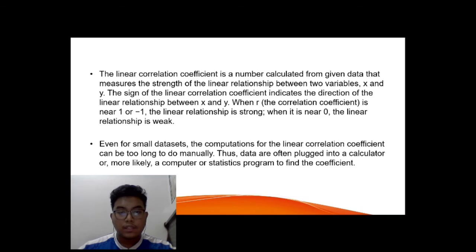Now I'm going to talk about question 3. Question 3 is about the linear correlation coefficient. The linear correlation coefficient is a number calculated from given data that measures the strength of the linear relationship between two variables x and y. The sign of the linear correlation coefficient indicates the direction of the linear relationship between x and y. When r is near 1 or negative 1, the linear relationship is strong. When it is near 0, the linear relationship is weak.